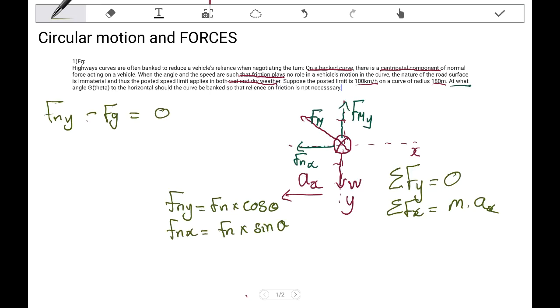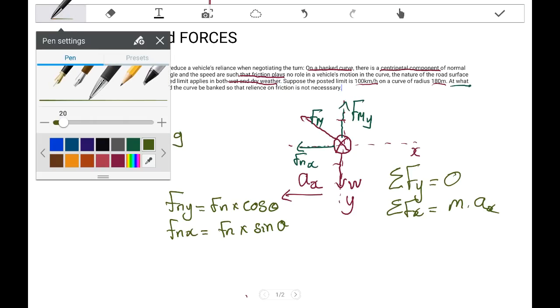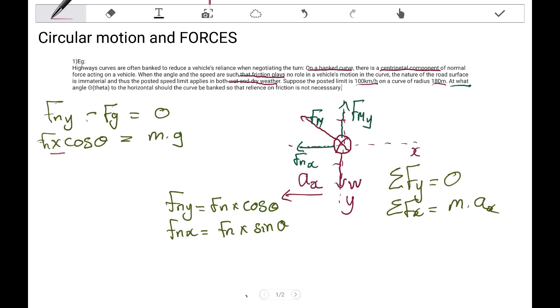Remember, they're equal. We don't have a y component acceleration, and that means this Fn y is the same as Fn times cos of theta, and it's equal to mg. So now I'm going to make Fn the subject of the formula. If I do that, Fn is equal to mg divided by cosine theta.